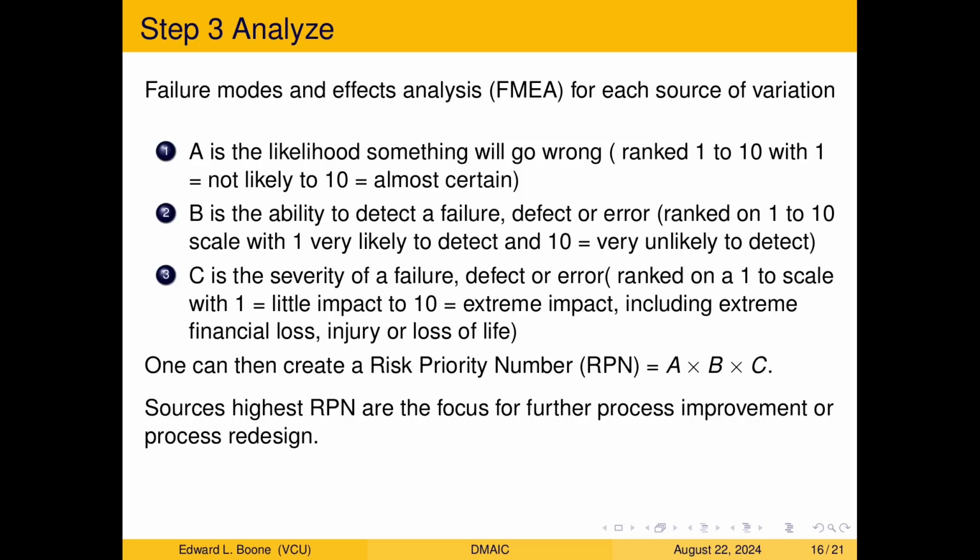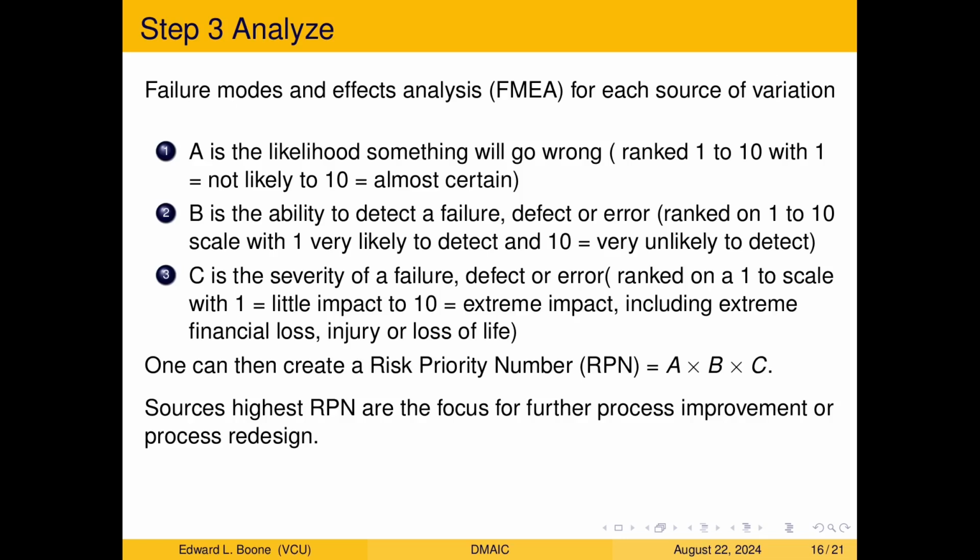You can think of A as being the likelihood something will go wrong. We're going to rank it on a scale from 1 to 10, with 1 meaning it's not likely that this thing will actually break, to almost certain this thing breaks every day, all the time, and it drives me nuts. B is the ability to detect a failure or a defect or error. Again, you're going to rank it on a scale of 1 to 10. If it's really likely that you'll detect the problem, then it gets a low number. If it's really hard to detect, then that's more of a problem because you don't know that there's a problem.